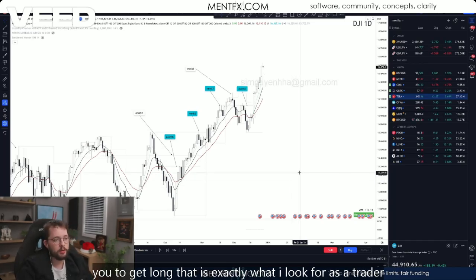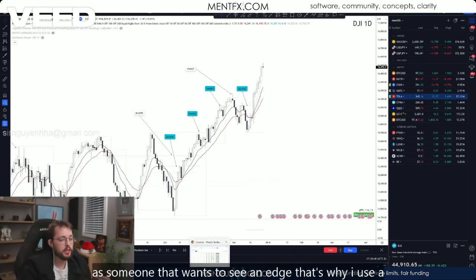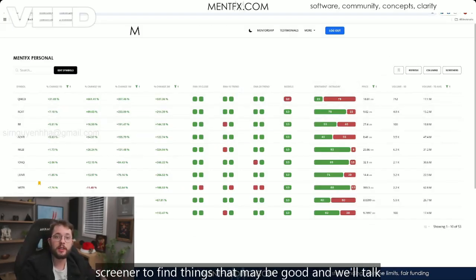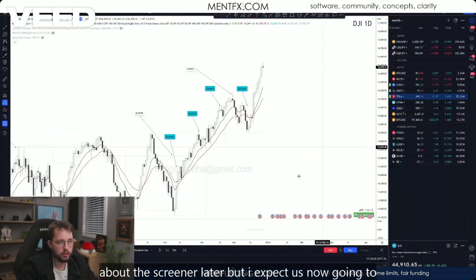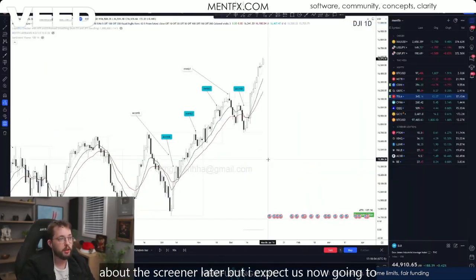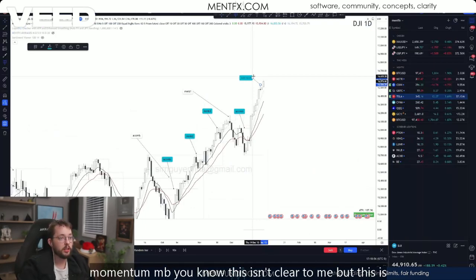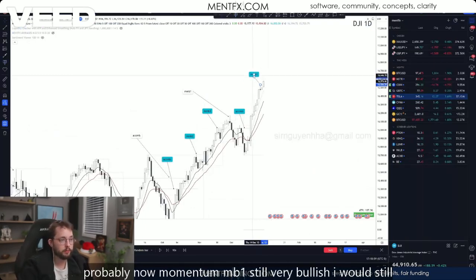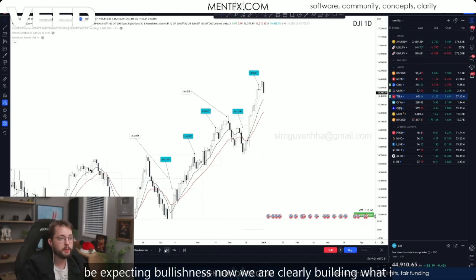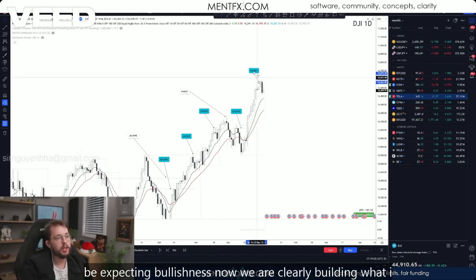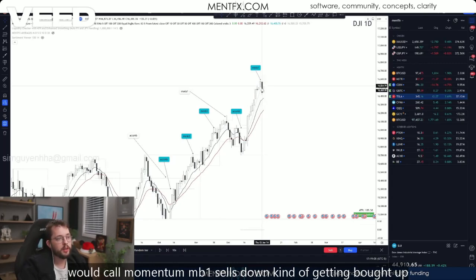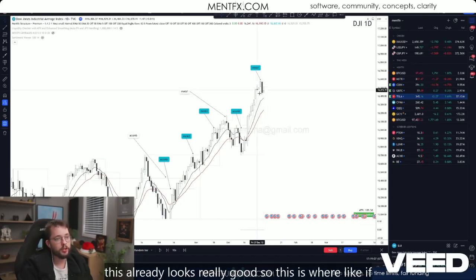That is exactly what I look for as a trader, as someone that wants to see an edge. That's why I use a screener to find things that may be good. And we'll talk about the screener later. But I expect this now to go into momentum MB. You know, this isn't clear to me, but this is probably now momentum MB1. Still very bullish. I would still be expecting bullishness. Now we are clearly building what I would call momentum MB1. Sells down, kind of getting bought up. This already looks really good.